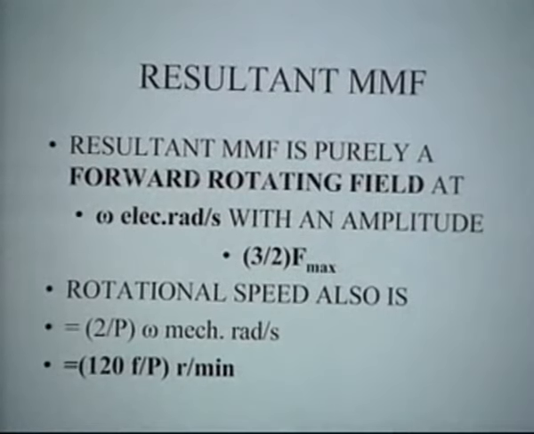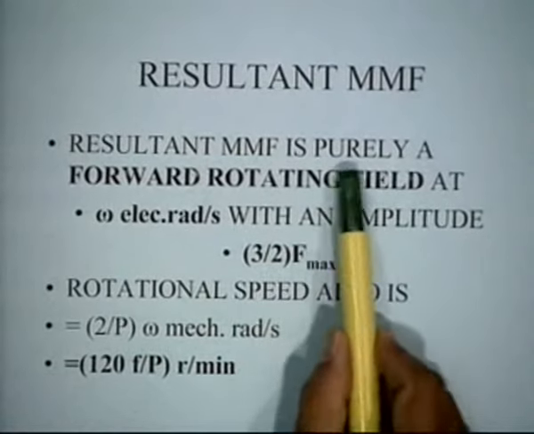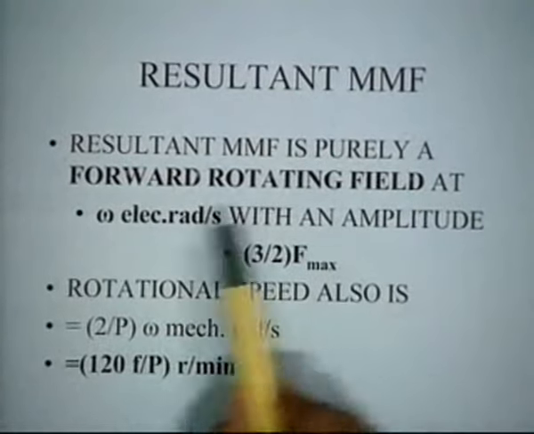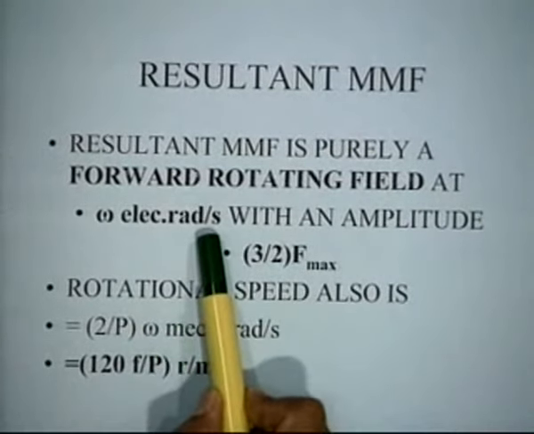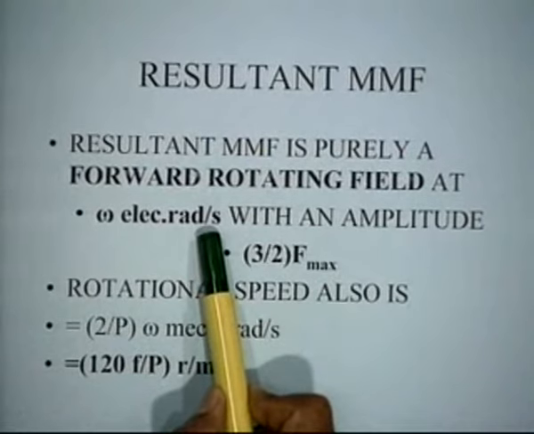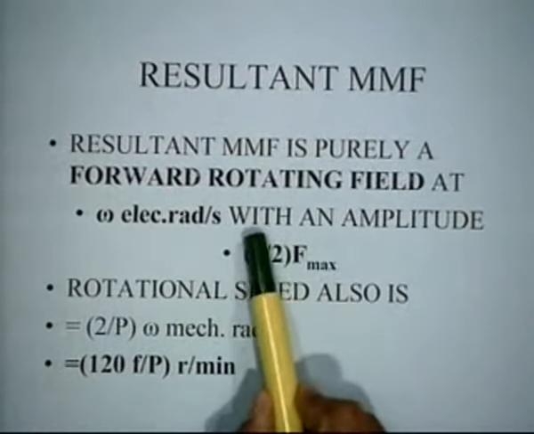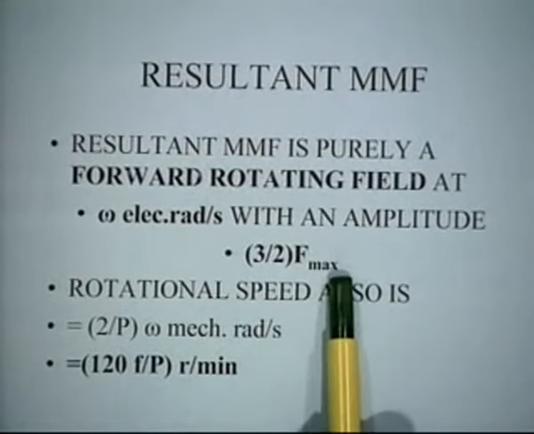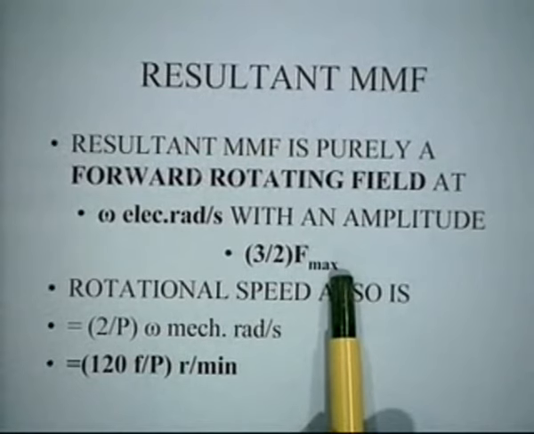So, what is the resultant MMF? To sum up, the resultant MMF is purely a forward rotating field at omega electrical radians per second. What is the speed of that rotation? It is omega electrical radians per second, but with an amplitude 3 by 2 F max. That means you have created a magnet whose amplitude is 3 by 2 F max. Amplitude means that is the MMF that occurs at its axis.